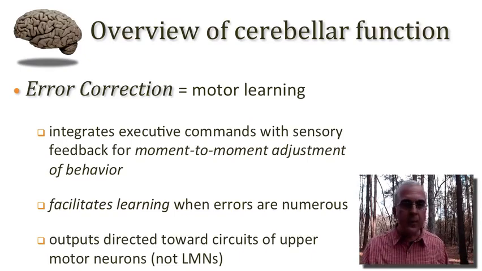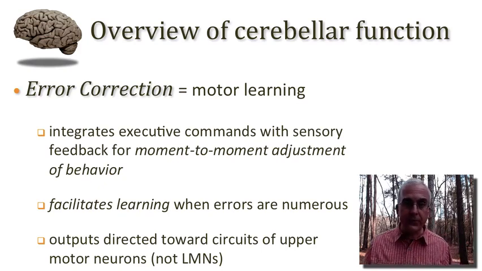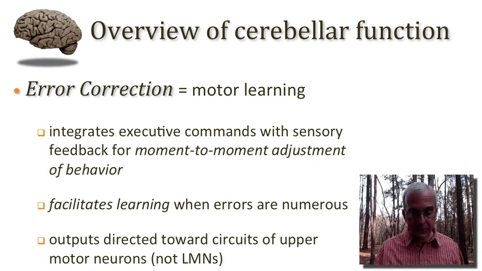Now, one key point that I want you to appreciate about the organization of the circuits of the cerebellum, we'll come to this in the second part of this tutorial, is that the cerebellum does not engage the lower motor neurons directly. In this sense, it's similar to the basal ganglia, which also did not engage lower motor neurons directly. Rather, the output of the cerebellum is directed towards circuits of upper motor neurons. And one important means by which the cerebellum will do so is by interacting with the thalamic nuclei that send projection to the motor cortex.